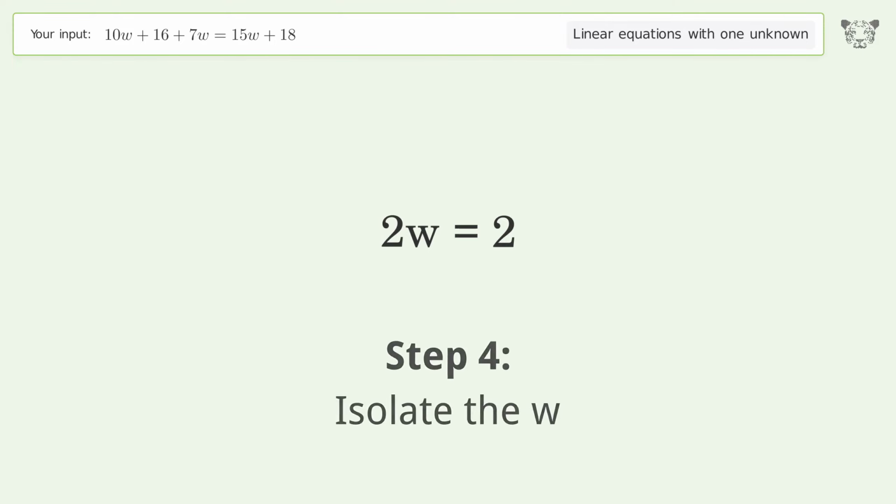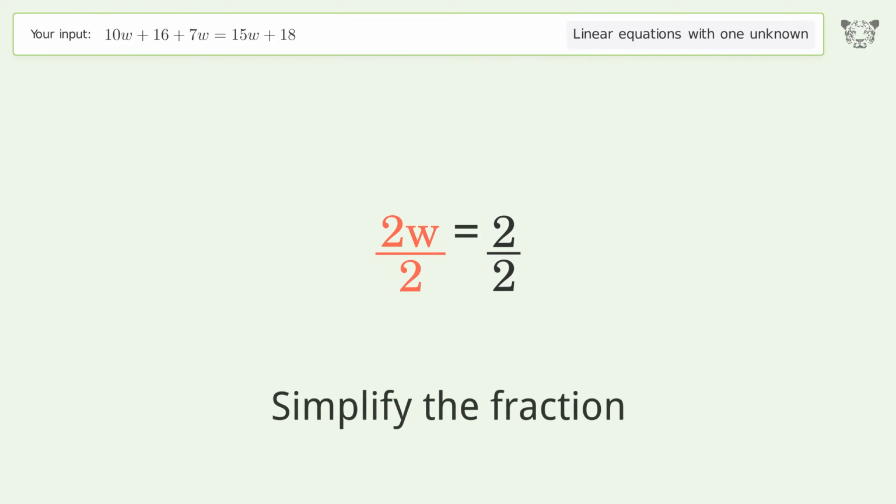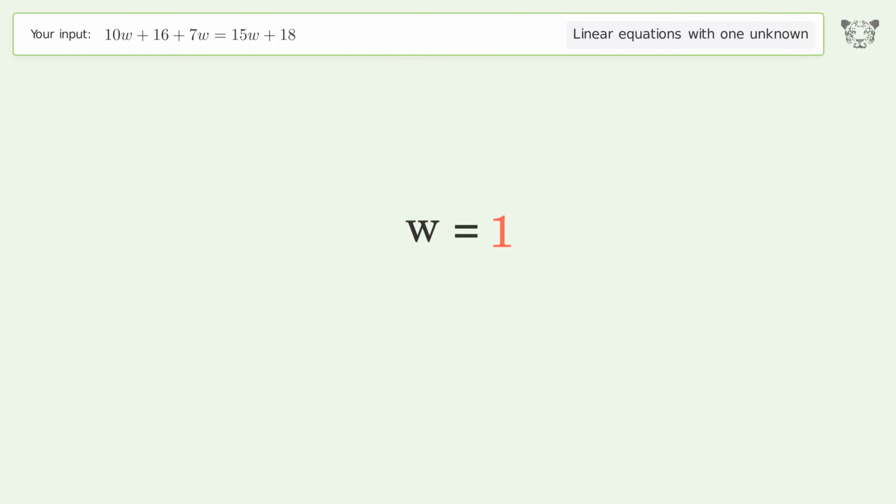Isolate the w. Divide both sides by 2. Simplify the fraction. And so the final result is w equals 1.